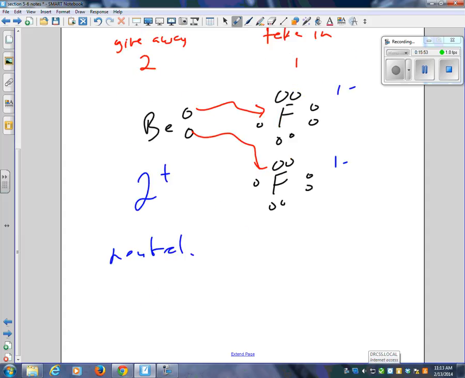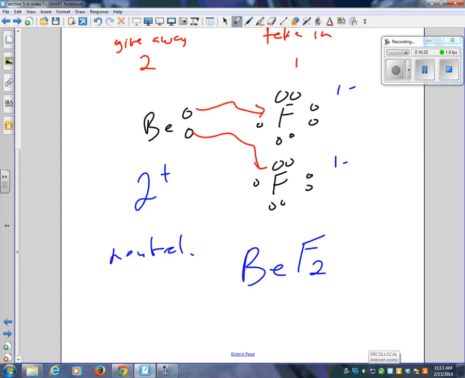And what's the last question? What is the chemical formula? BeF2. Excellent. Explain why it's called BeF2. Because there's 1 beryllium and 2 fluorines, and so that's the way it works. BeF2. That's G, right? That's G.